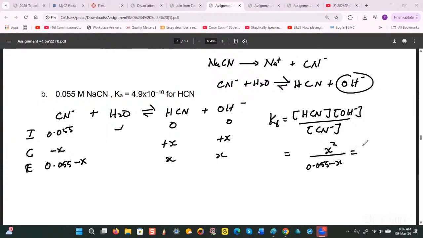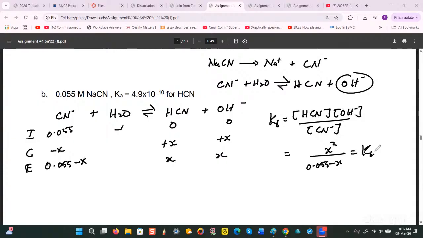Now, here's the thing. We don't know what the Kb value is directly, right? In fact, even the table I showed you earlier, that you'll have access to during your test, will not have the Kb value of the CN-. However, you're given the Ka value of the hydrocyanic acid, right? And there is a relationship between Ka and Kb. There's a relationship between Ka for an acid and Kb for the conjugate base of that acid.